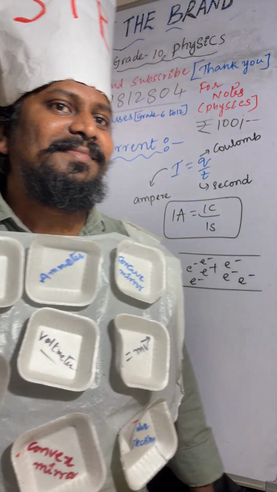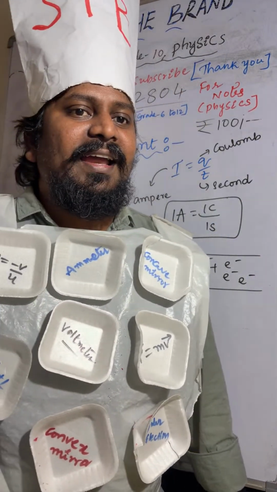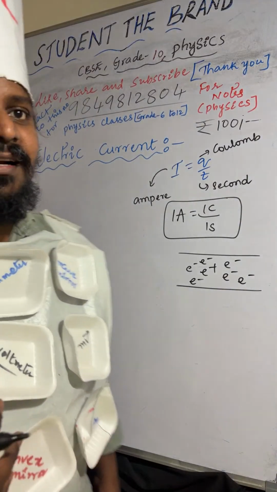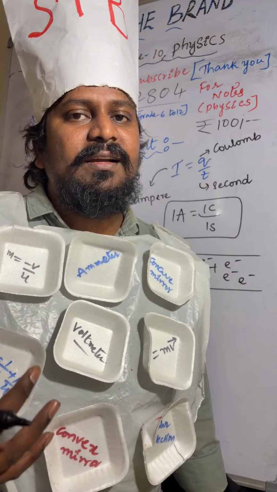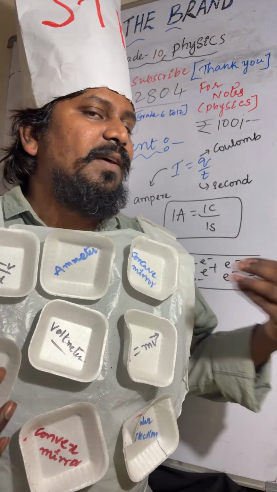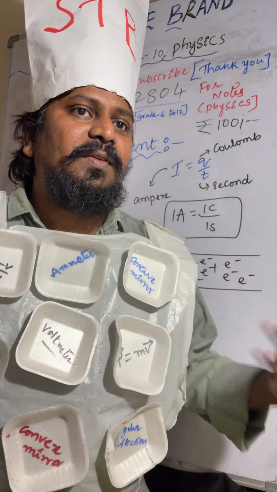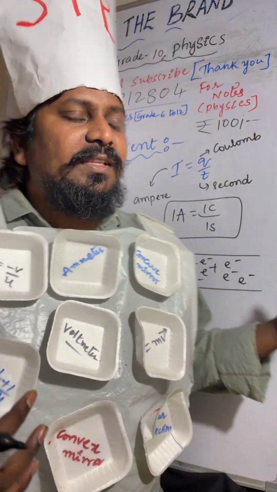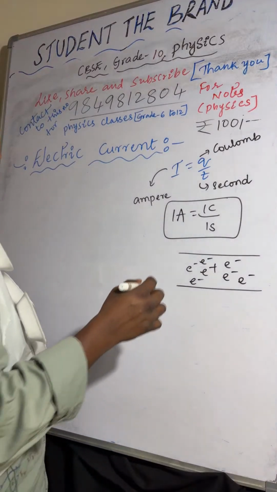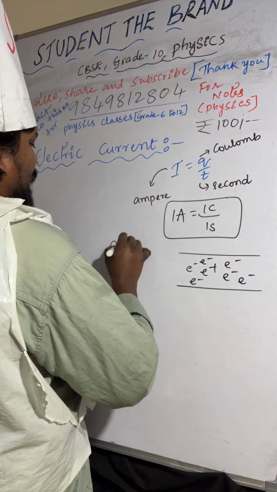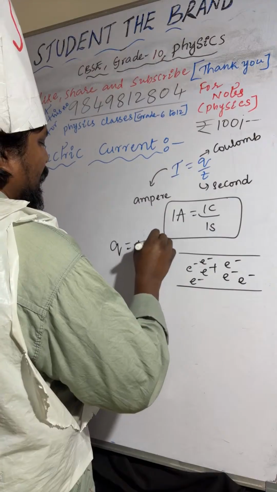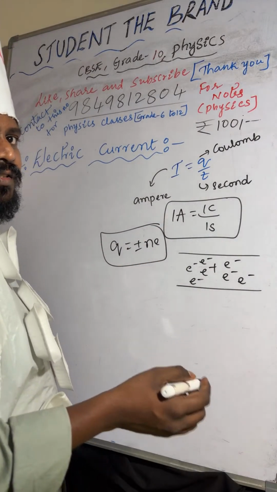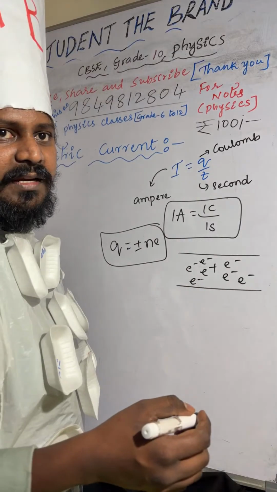Okay, done. Now, we can see a number of charges are moving in the conductor. So we can't say only one electron is moving. We can't say only two electrons are moving. A number of charges are moving in the conductor. So that's why we can say quantization of charge: Q equal to plus or minus Ne. So N is the number of charges moving in the conductor.